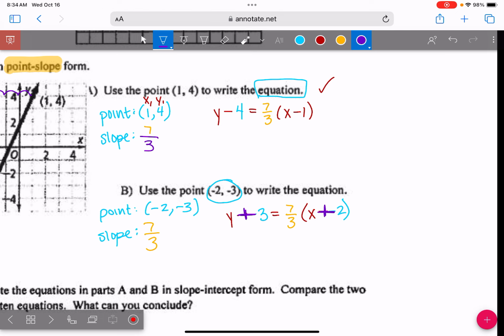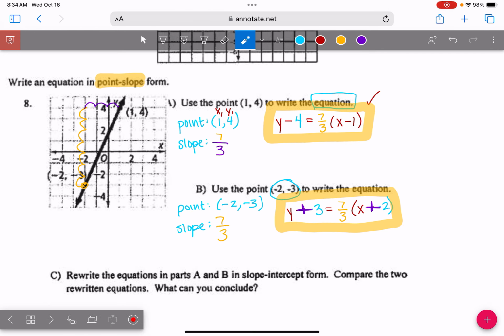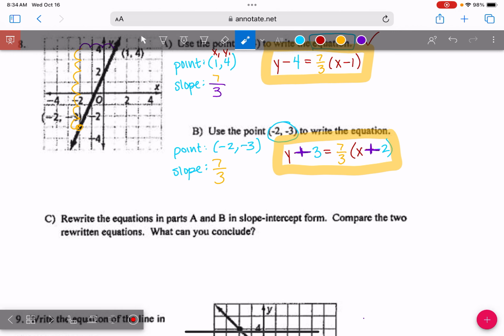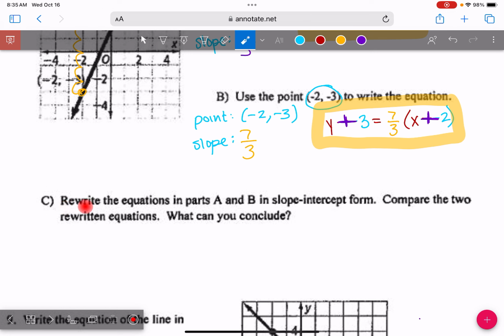And now what I want you to do is compare this equation and that equation. My slope is the same. However, my two numbers here are very different. However, they represent the same line. So I've got two different equations that represent the same line. I'm kind of puzzled because I thought we should have the same equation. Let's come down here to part C, and we're going to rewrite the equations in slope-intercept form.